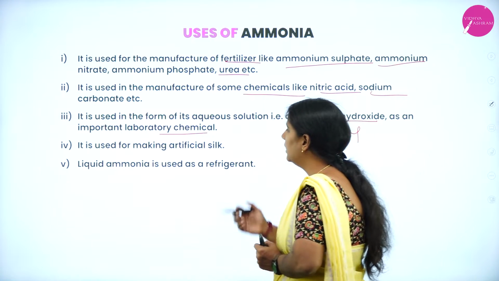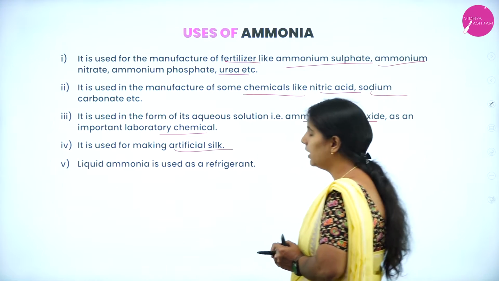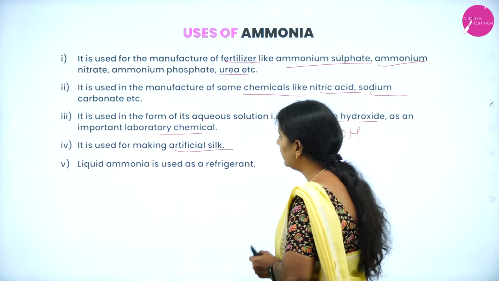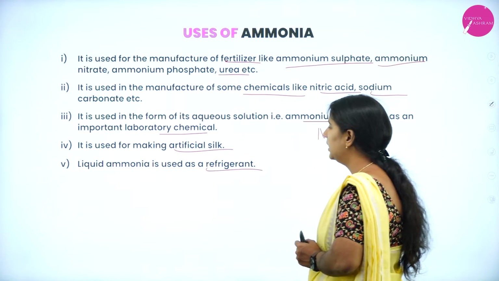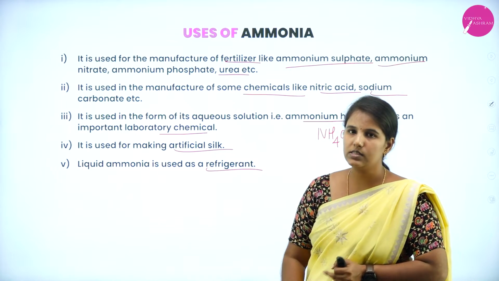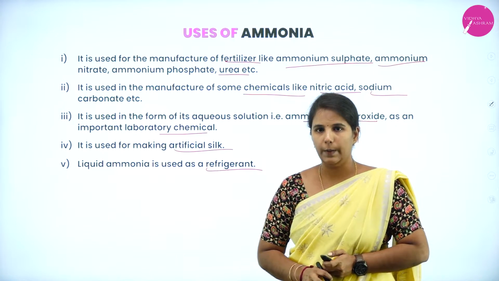Okay, and it is also used in making of artificial silk, and liquid ammonia is also used as a refrigerant. These are some of the uses of ammonia.